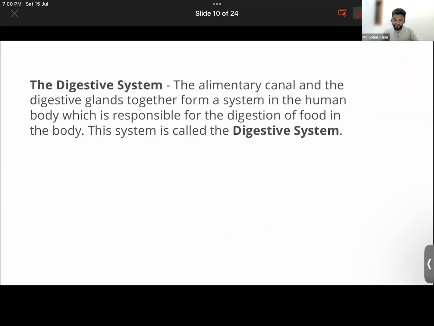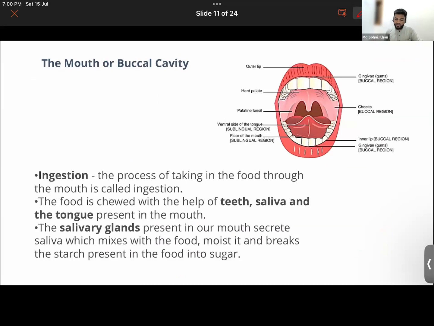All right, guys. Basically, for the physical breakdown, the teeth break the food into smaller pieces, and saliva breaks it down chemically. The tongue helps in mixing the food with the saliva. Now moving on, let's talk about the different types of teeth present in our mouth. In our childhood, we all had milk teeth.